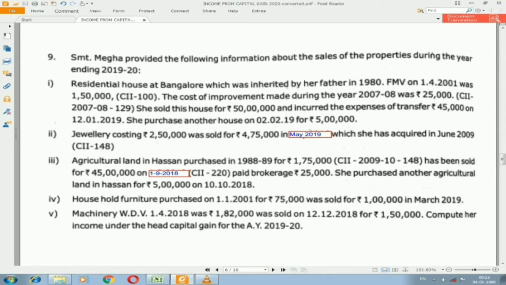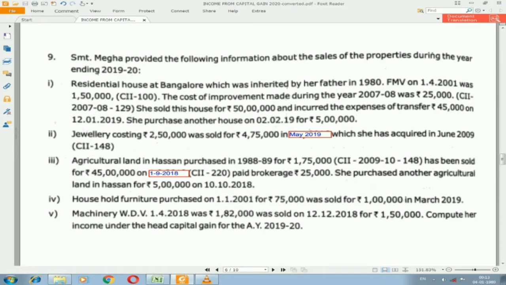Next we have household furniture purchased on 1/1/2001 for rupees 75,000, sold for rupees 1 lakh in March 2019. Machinery WDV on 1/4/2018 was rupees 1,82,000, sold on 12/12/2018 for rupees 1,50,000. Compute her income under the head capital gain for the assessment year 2019-20.